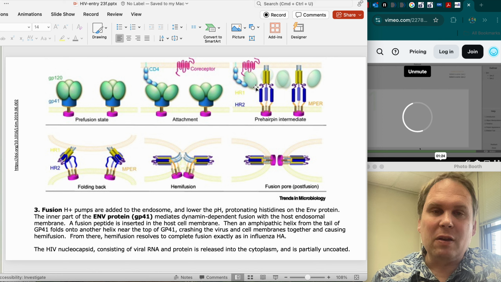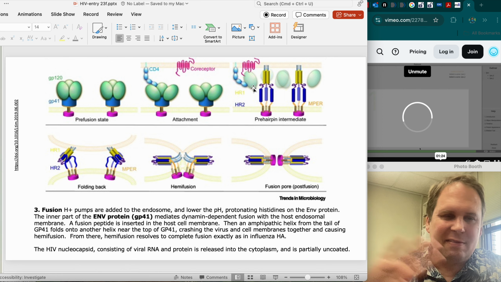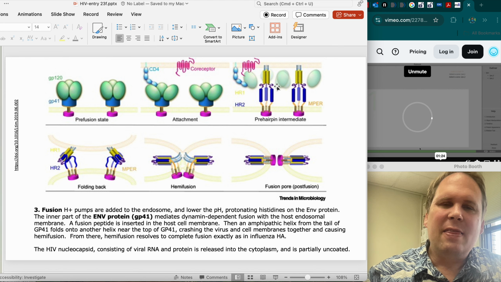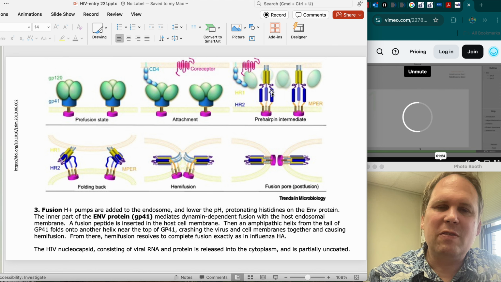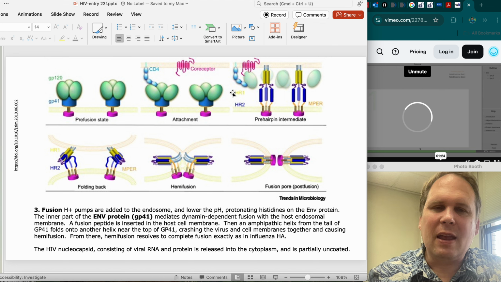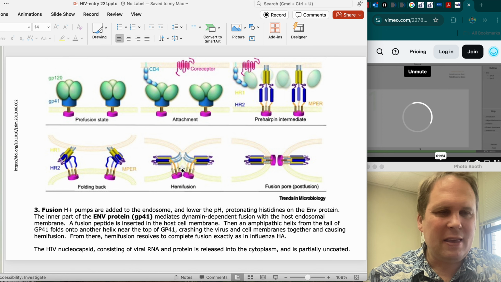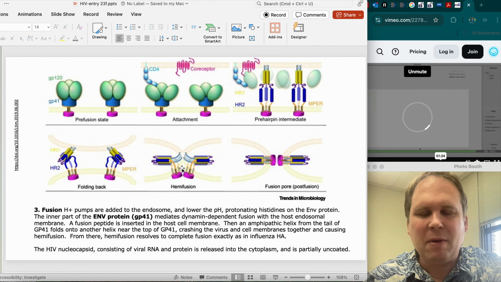Then there's a little sort of looped out region here that interacts and doesn't really play a role. The heptad repeat 2 is shown down here. It's actually much shorter than heptad repeat 1. And now heptad repeat 2s are going to fold up on the outside. That's going to bring this membrane real close to this membrane. That's going to pull MPER out of the membrane. MPER is going to be holding a lipid molecule.